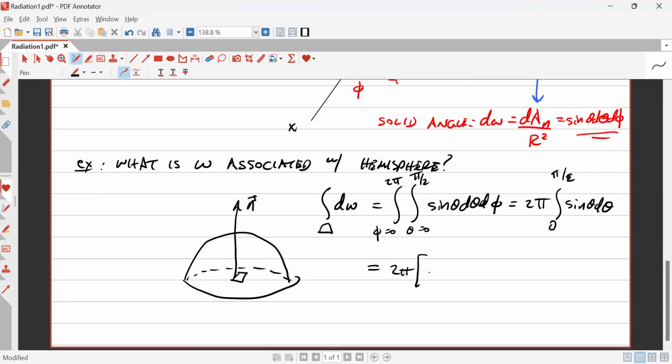If you integrate sine of theta, you get minus cosine theta, so we have to flip the limits here. It's 2 pi, and cosine of 0 is 1, and cosine of pi over 2 is 0. So you get 2 pi. The units for this are steradians. Just like you have radians for a 2D case, for a 3D case you have steradians. So we have sr, and that's our solution.